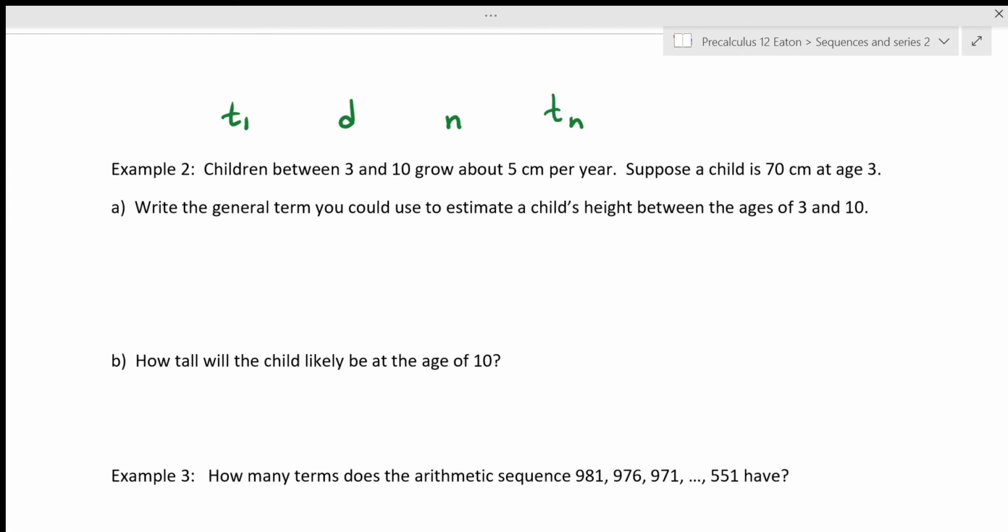Okay, so let's read the problem. Children between 3 and 10 grow about 5 centimeters per year. Suppose a child is 70 centimeters at age 3. So since we're looking at between 3 and 10, and we're starting at age 3, this is going to be our T sub 1. Okay, so which one is it? Is T sub 1 3 or is T sub 1 70? We have to figure out what we're making a sequence of. So let's read further into the question.